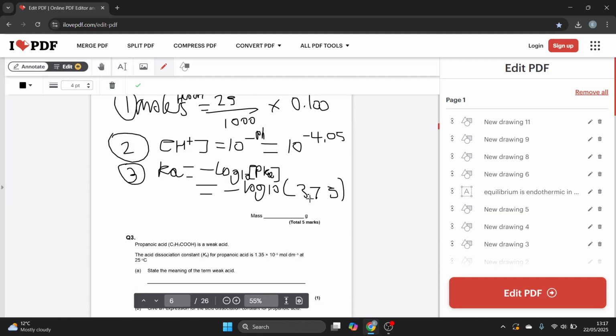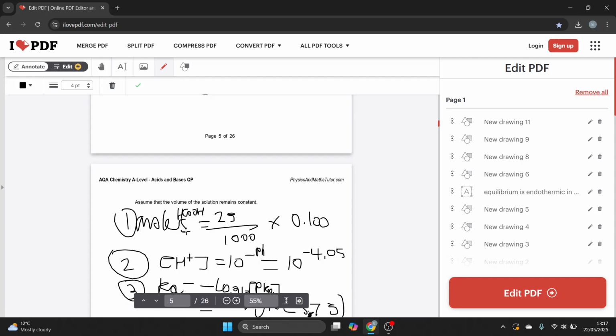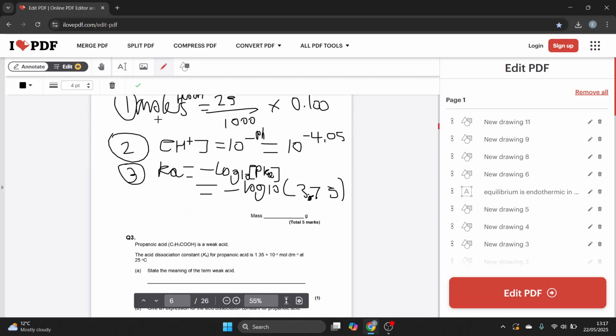That's not going to get you 3 marks though, right? It's not. Maybe 2 at best. So you worked out the moles of HCOOH, worked out the concentration of H plus ions. You could just leave it in the calculator. I don't want to really put it in standard form and any of that. Work out Ka. Ka is not... Yeah, it is not that. That is incorrect.